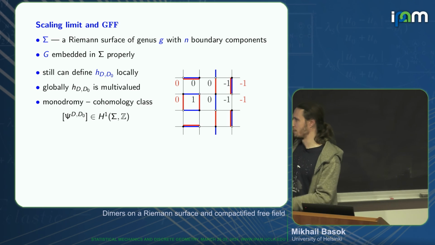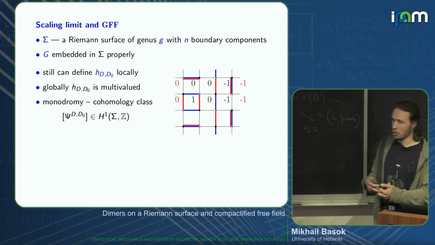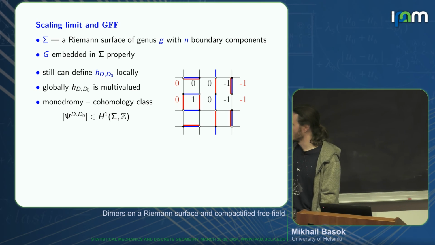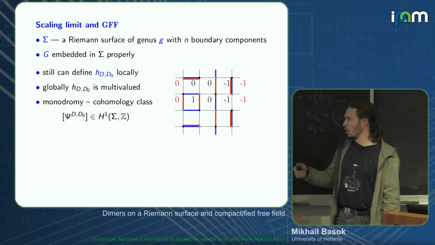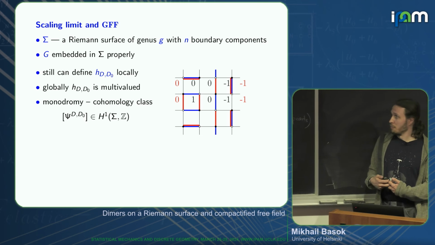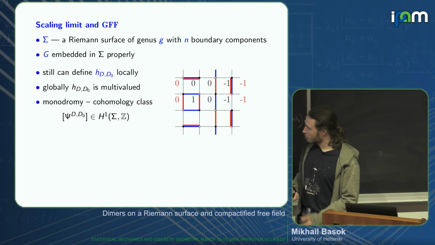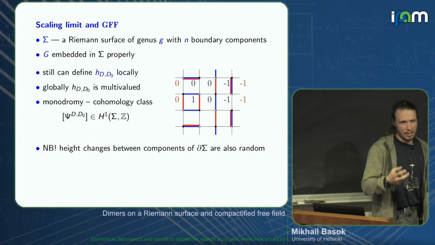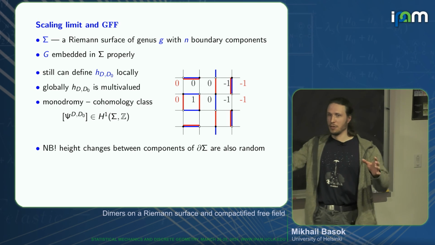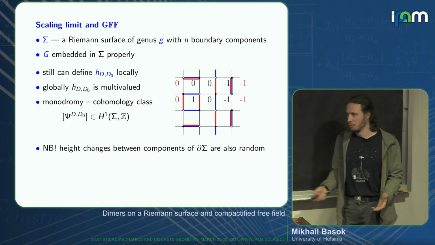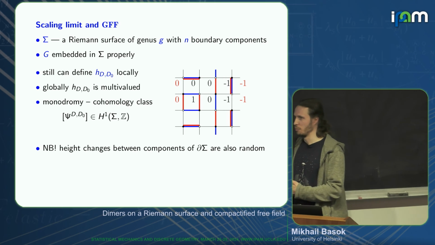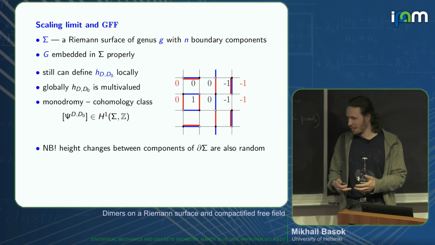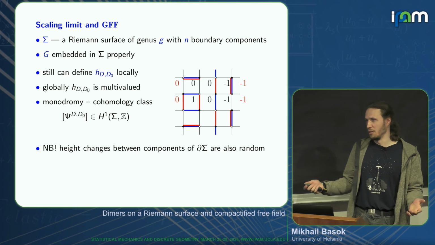From the definition, from local consistency, it's clear that the monodromy will give us some cohomology class. So it's like a function on homology classes of loops with integer values, right? Also it should be mentioned that if you had a boundary, then for the same reason, the height difference between boundary components would also be non-trivial. So it will also be a random thing. So now we want to study globally multivalued functions with additive monodromy of this kind.